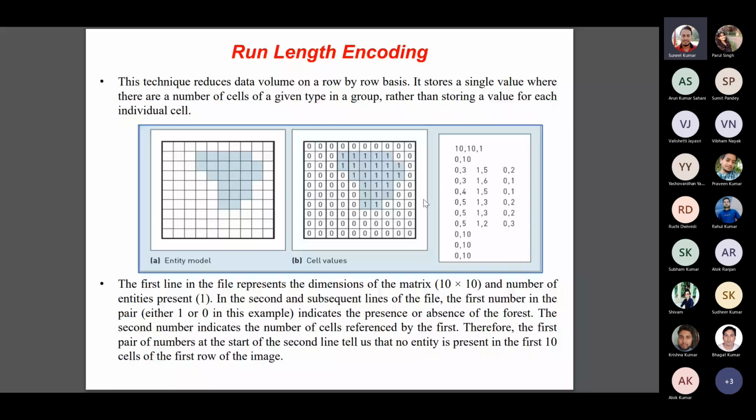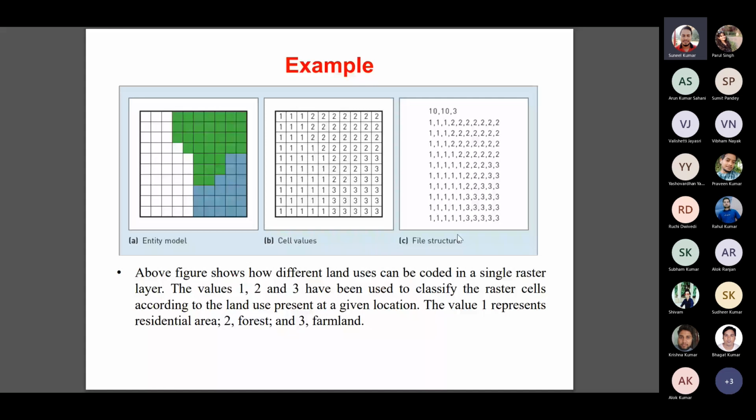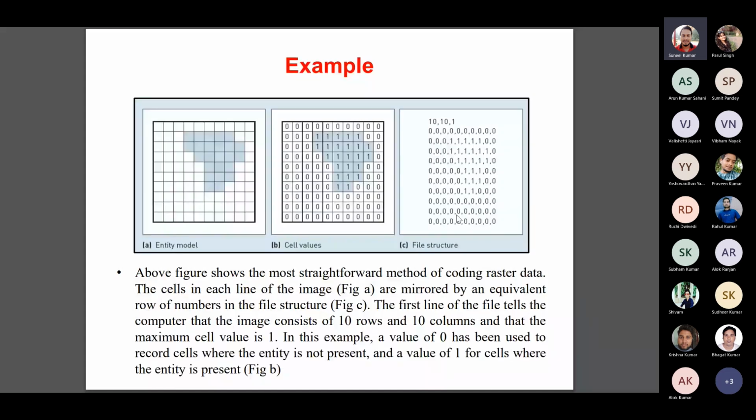If you compare with the previous one, this one is the previous file structure. Write it down in a copy. This file structure is for uncompressed data. Just write it down so that you can compare both the things.